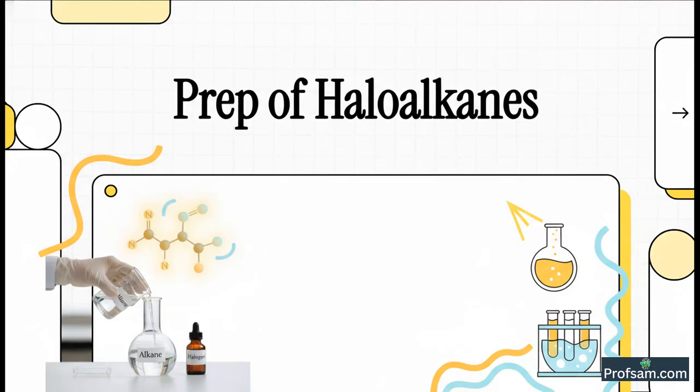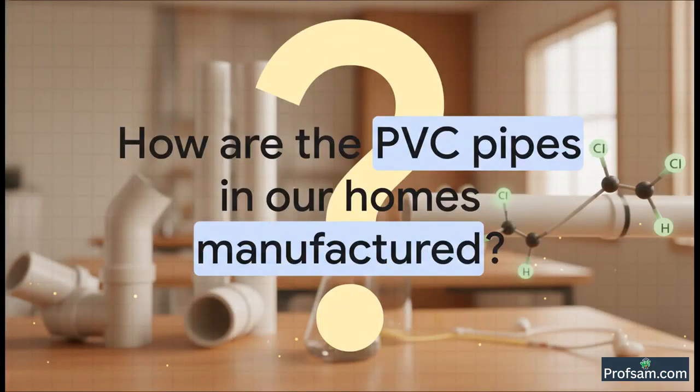Hello students, and welcome. Today we're going to tackle a really important topic in organic chemistry, the different methods we use to prepare haloalkanes. We see PVC pipes everywhere in our homes, right? They're used for plumbing, for all sorts of things. But have you ever stopped to think, how are they actually manufactured on such a massive scale?